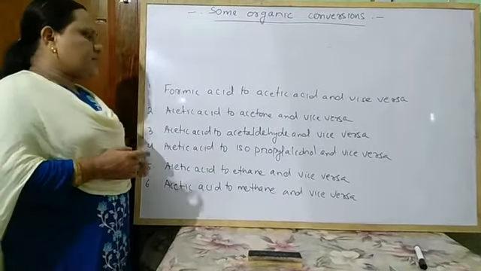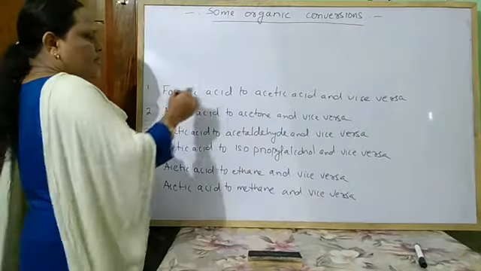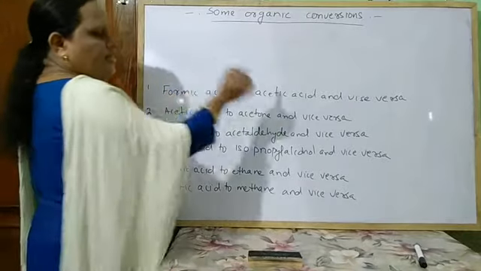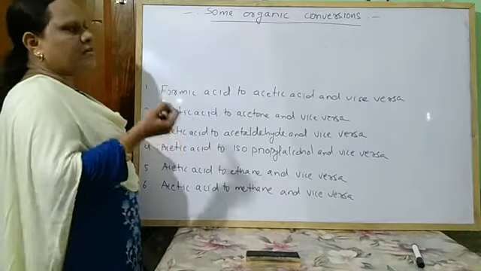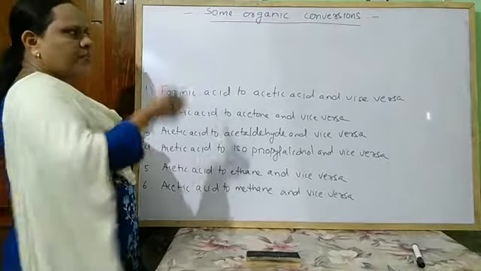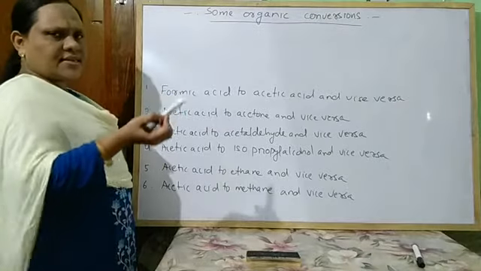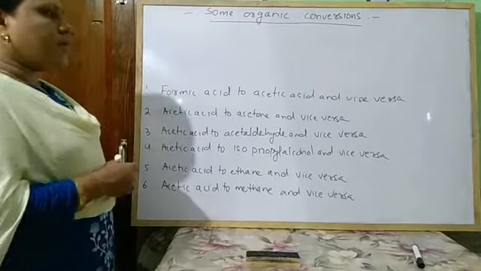Let us first discuss one, formic acid to acetic acid. You know formic acid is HCOOH and acetic acid is CH3COOH. Here the number of carbon atoms increases. So I have to go through nitrilation or Grignard's reagent. Using this, I can increase the number of carbon atoms. Look here how I solve this.